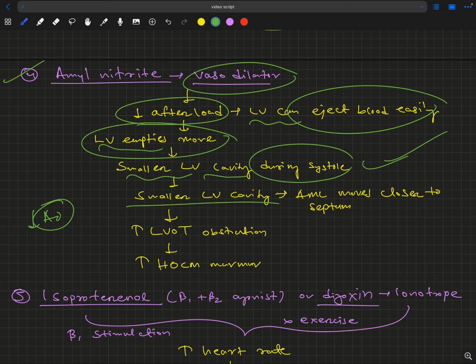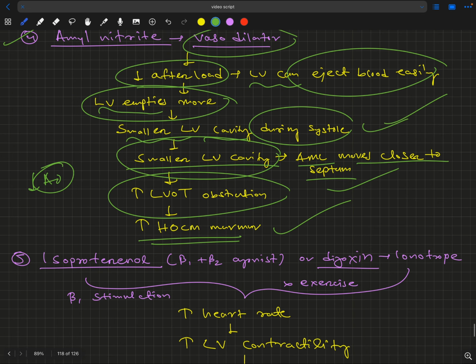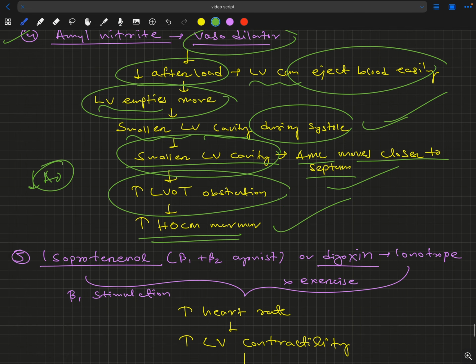A smaller left ventricular cavity means less blood inside the left ventricle, so the anterior mitral leaflet moves closer to the ventricular septum. That will lead to an increase in LVOT obstruction. When there is increased LVOT obstruction, the HOCM murmur intensity increases. So on inhalation of amyl nitrite, HOCM murmur intensity increases.